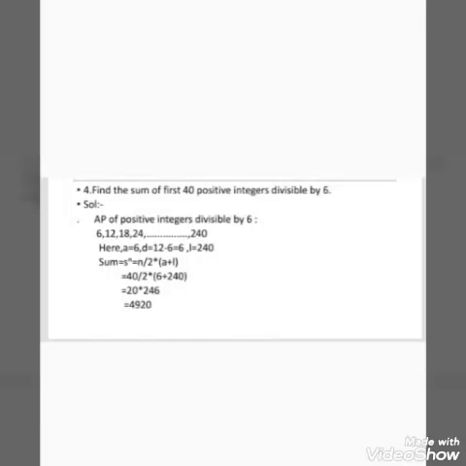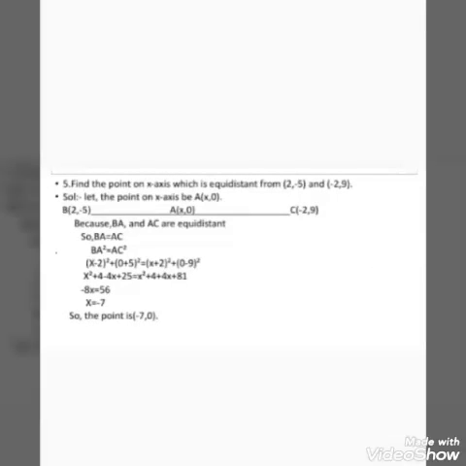Quite easy. So let's move to our fifth question, which is from coordinate geometry. Here we have to find the point on x-axis which is equidistant from two given points. This is my favorite chapter. I like this most. Hope you all like this chapter also. So now let's do it.